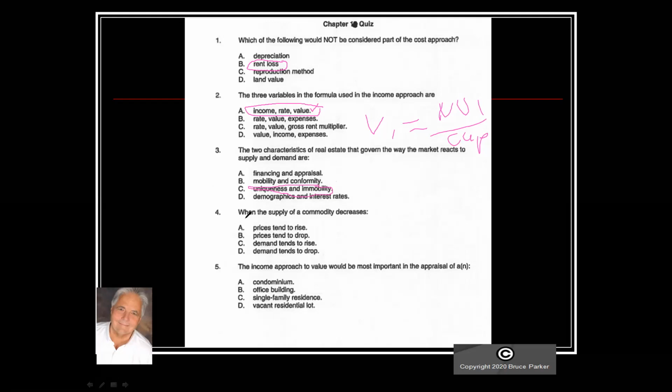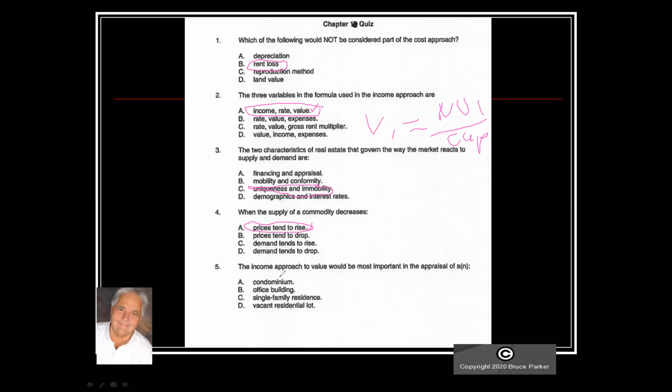Number 4, when the supply of a commodity decreases, when you have fewer houses on the market than you had last month, when the supply decreases, prices tend to rise. So right now we're seeing a rise in prices because the supply is decreasing. Why is the supply decreasing? One of the reasons is they stopped foreclosures since March. No foreclosures since March. Another reason is people aren't putting their homes on the market right now because they're afraid to let people in because of Corona. So there are very few houses on the market, so prices are tending to rise.